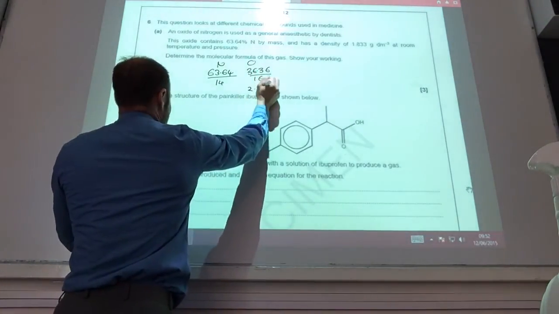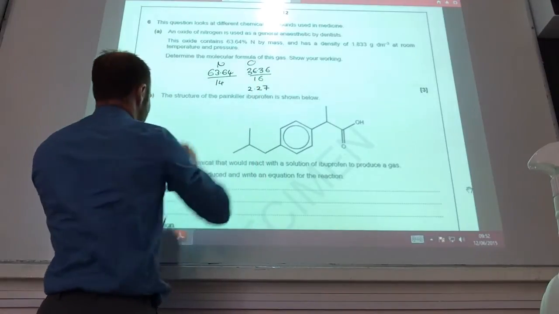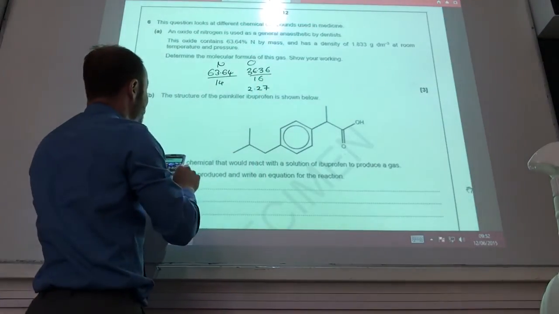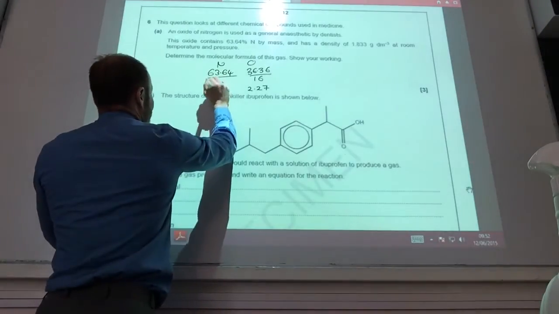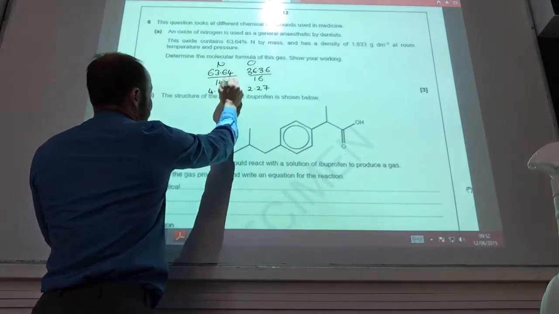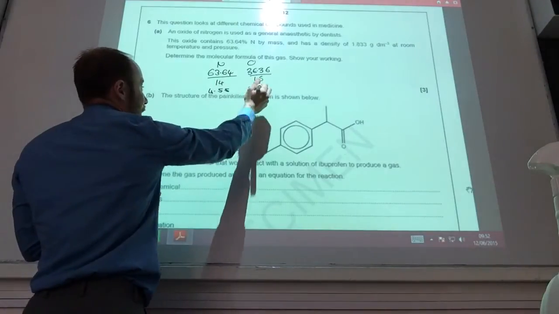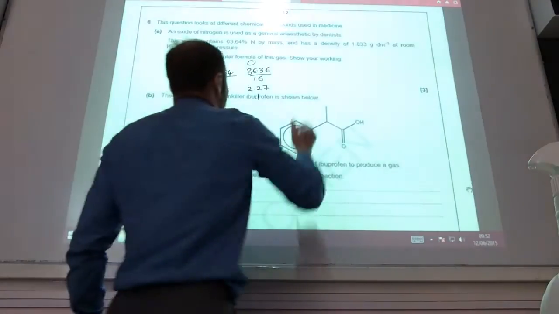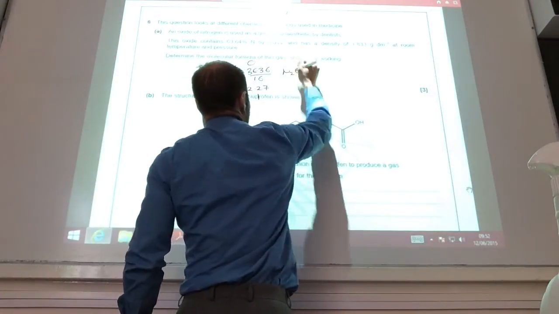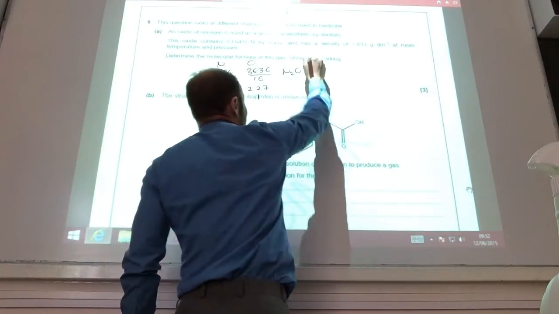That becomes 2.27. 63.64 divided by 14 gives me 4.55. That's the smallest one. So you divide by the smallest one, that becomes 1, that becomes 2. So it is N2O, and that's my empirical formula.